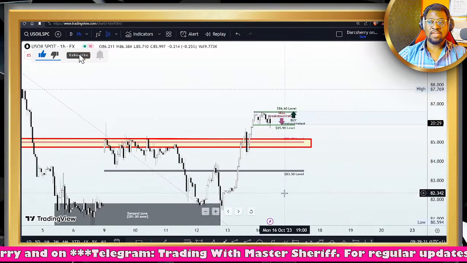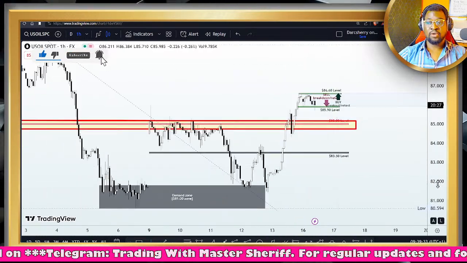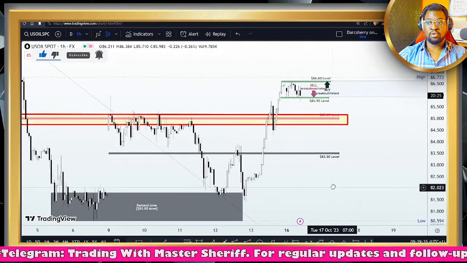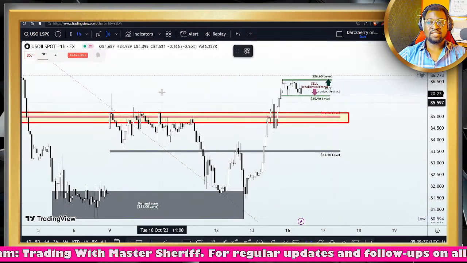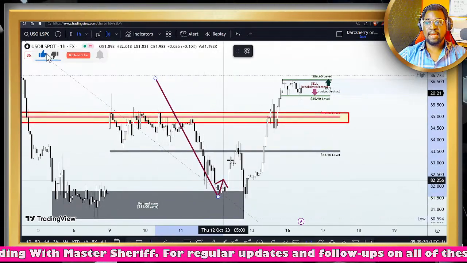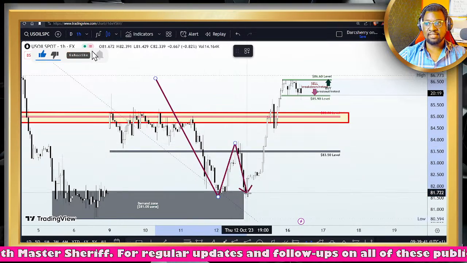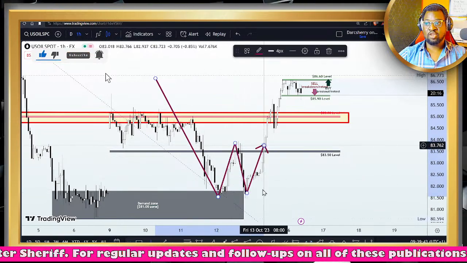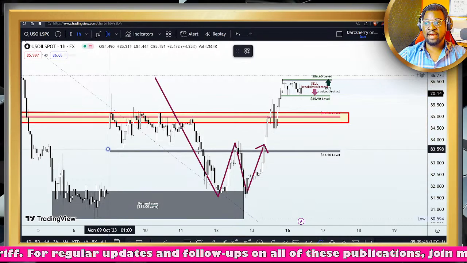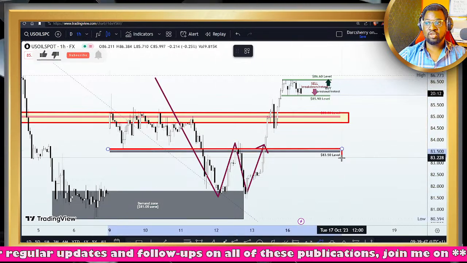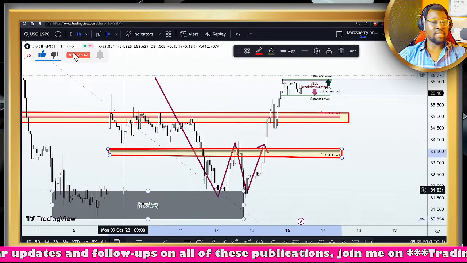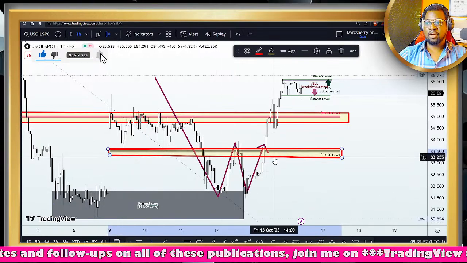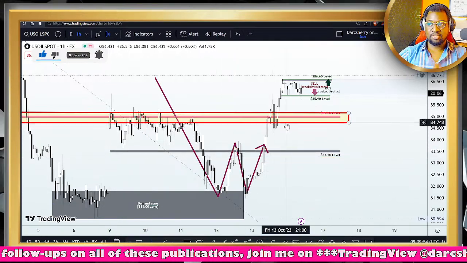Now, another thing here is this. I also talked about this in my video on the USOILSPOT. I said another reversal pattern appears to be right here. Again, quite interesting, isn't it? We also have another reversal pattern here where the neckline lies at the $83.50 level. Now, this is where it all becomes very interesting. I will need you to listen attentively to this.